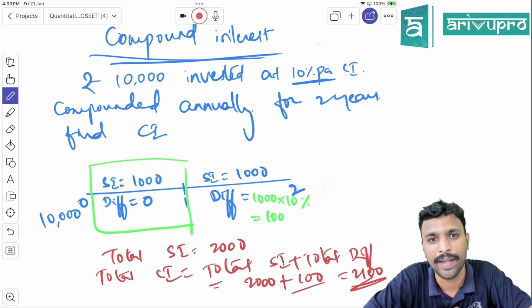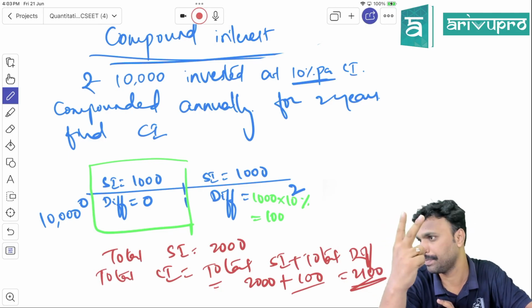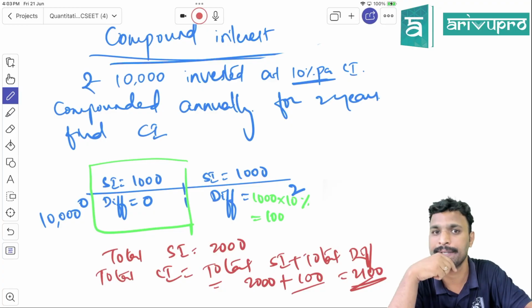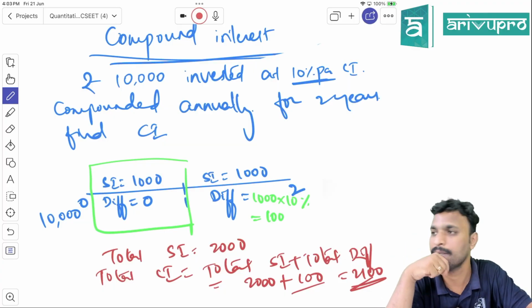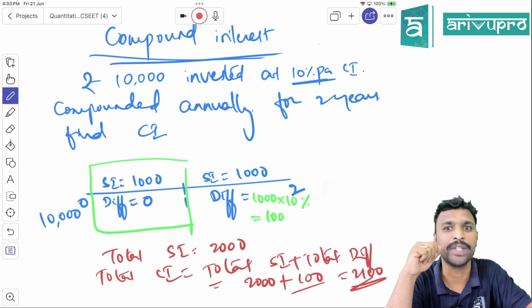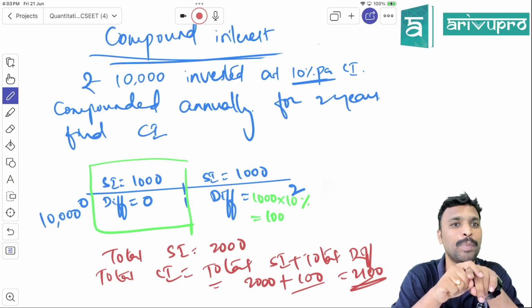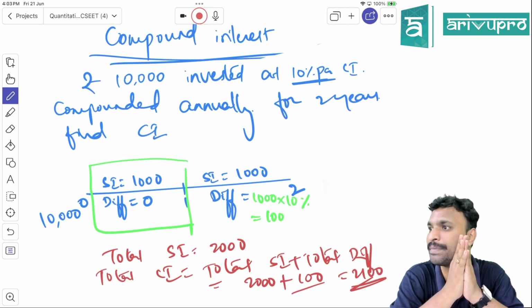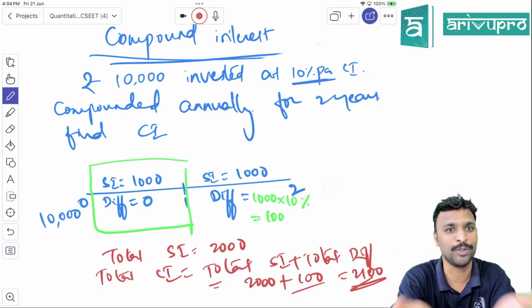Understood? Now, you need not even visualize all those things, especially when they ask for 2 years. Please understand, what you basically do is find SI for 1 year. How much is SI for 1 year for this? 1000. Take 10% on it. What is 10% on 1000? 100. That is only the difference between CI and SI for 2 years, because for the first year it is 0. Only in the second year whatever you computed, 100 rupees, is the difference. SI for 1 year is 1000. For 2 years it is 2000 plus the difference 100. 2100 is the CI.